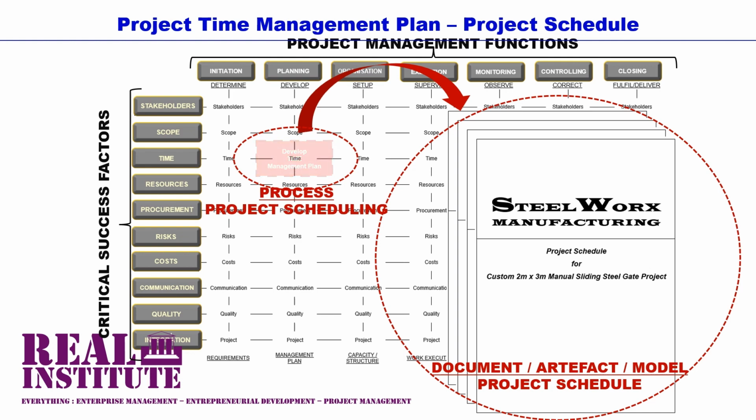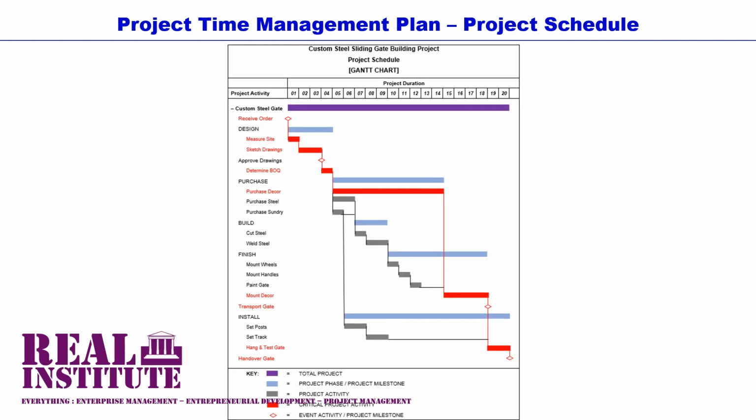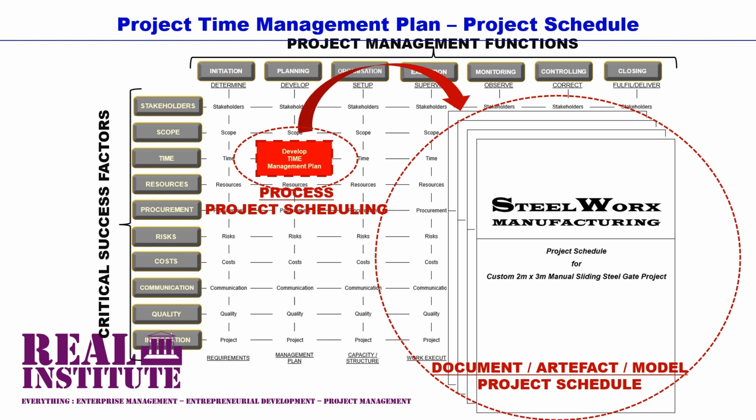The project time management plan, or the project schedule, is a document or an artifact. Actually, it is a model or a chart that, when approved and authorized, is referred to as the project time baseline or project schedule baseline. That is, the process produces a document or a model.